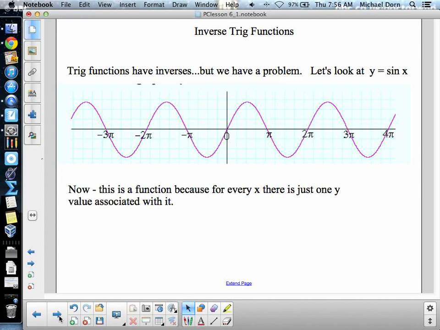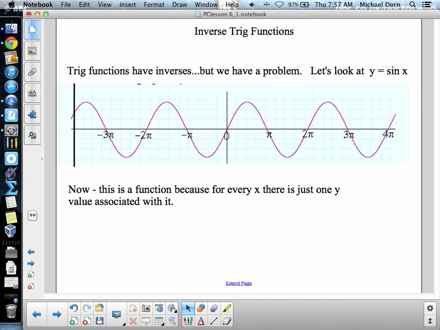If I just look at the graph y equals sine of x, this is from negative 4 pi to 4 pi, or even a little bit beyond 4 pi. That's a graph of y equals sine of x. Now, this is a function, because remember our vertical line test: if at any point a vertical line crosses the graph more than once, it's not a function, but this passes my function test. For every x, there's only one y, right? So that's a function just fine.